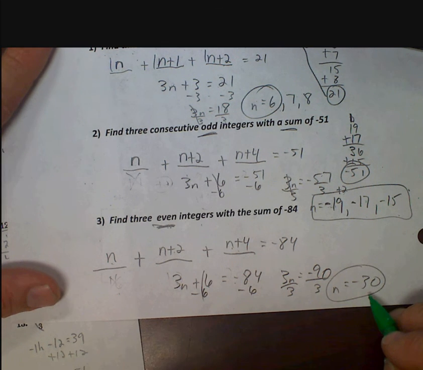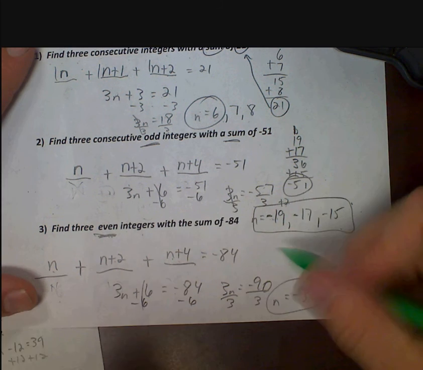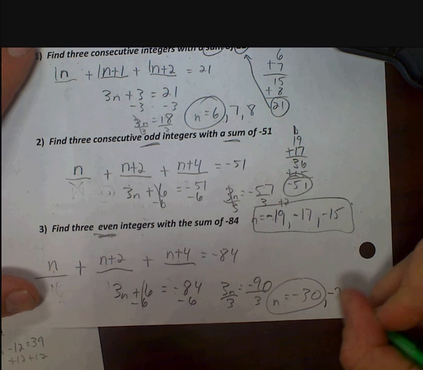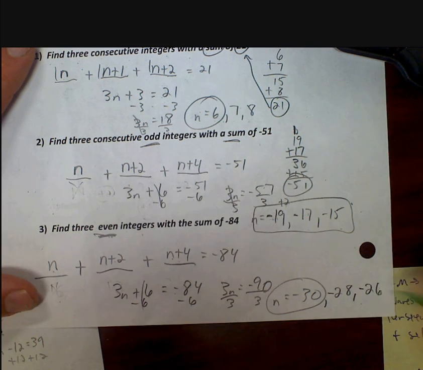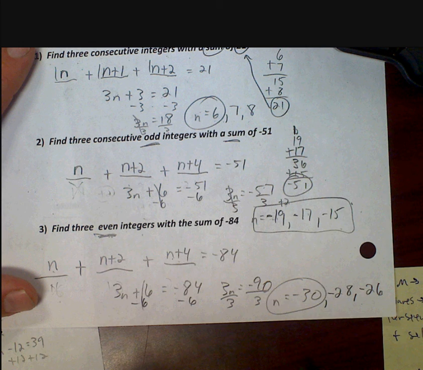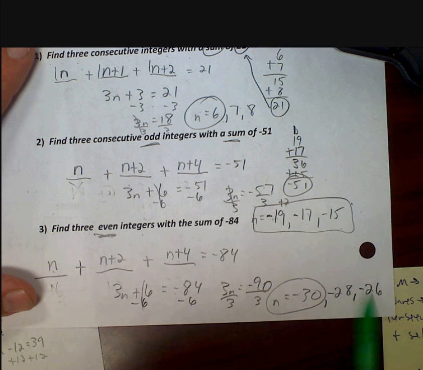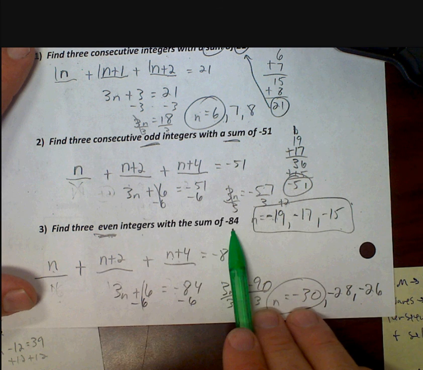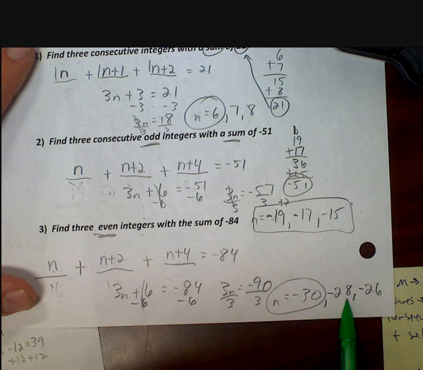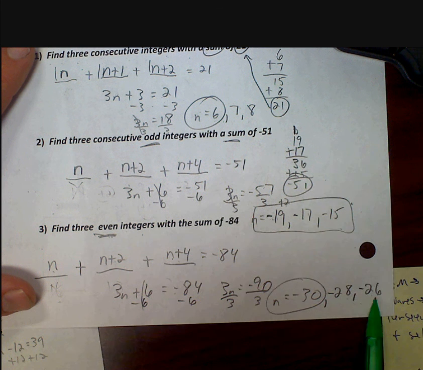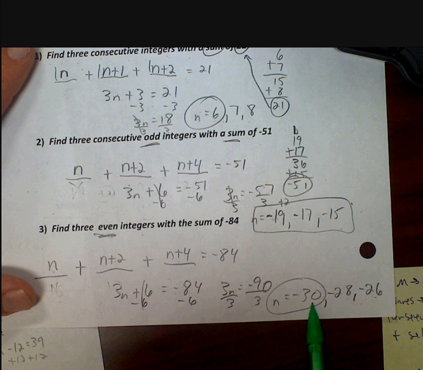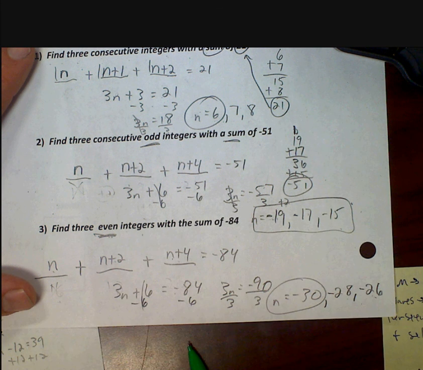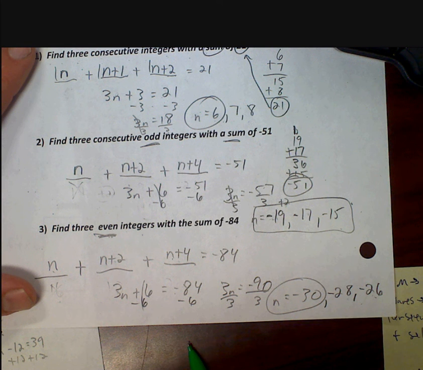If my first number is negative 30, the next even number going closer to 0 would be negative 28, and then negative 26. If I add all of these, I will get negative 84. 30 plus 28 is 58. 58 plus 26 is 84. I found my answers. And we are done.